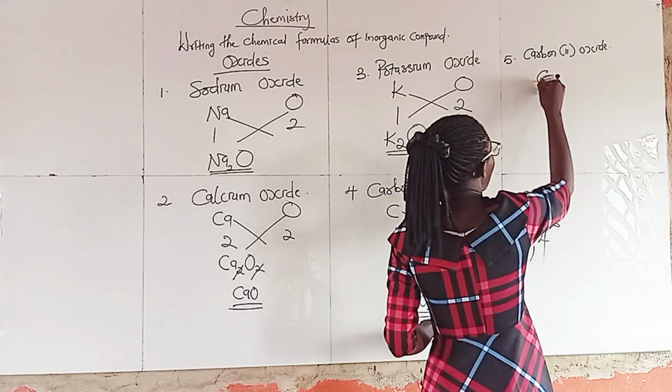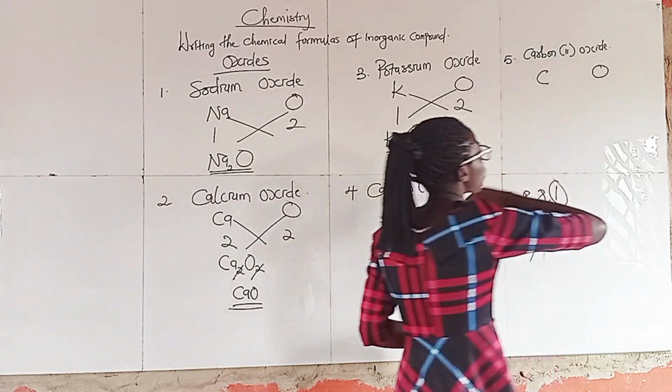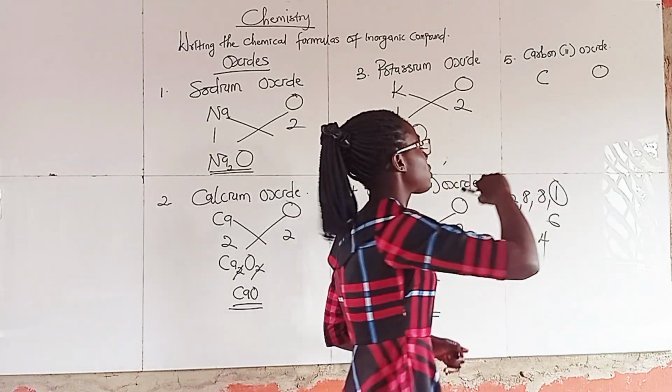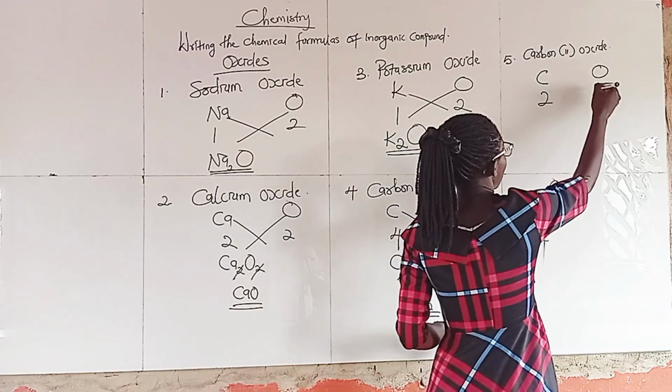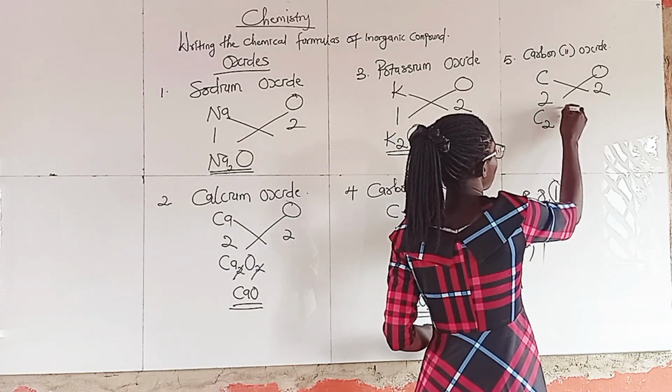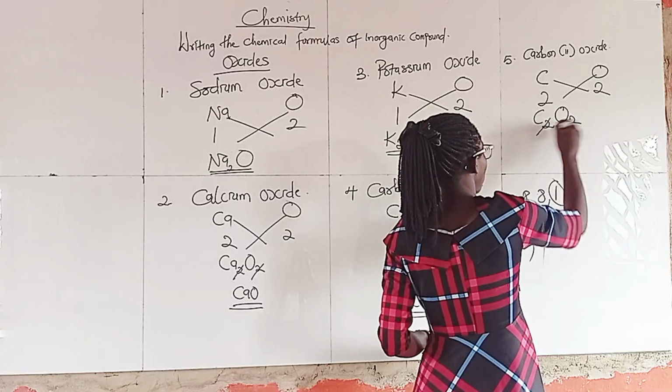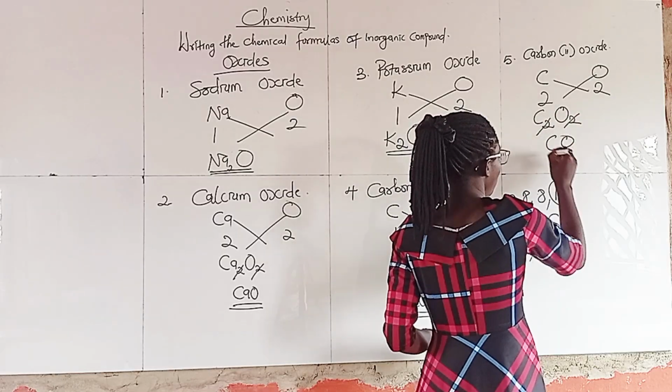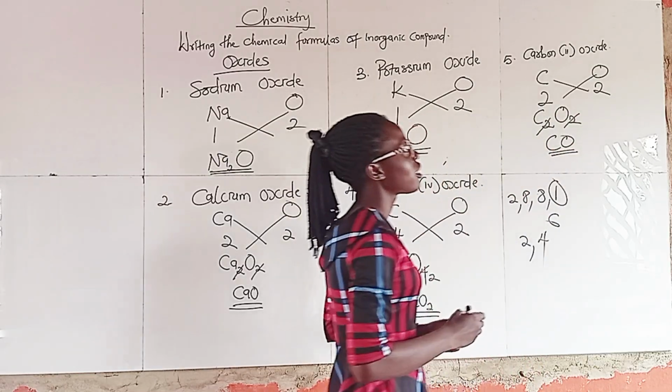So we have carbon and then we have oxygen. In carbon(II) oxide, we are using the valency of carbon as 2. Then oxygen is 2. C2O2. 2 can divide 2 to leave us with CO. This is carbon(II) oxide.